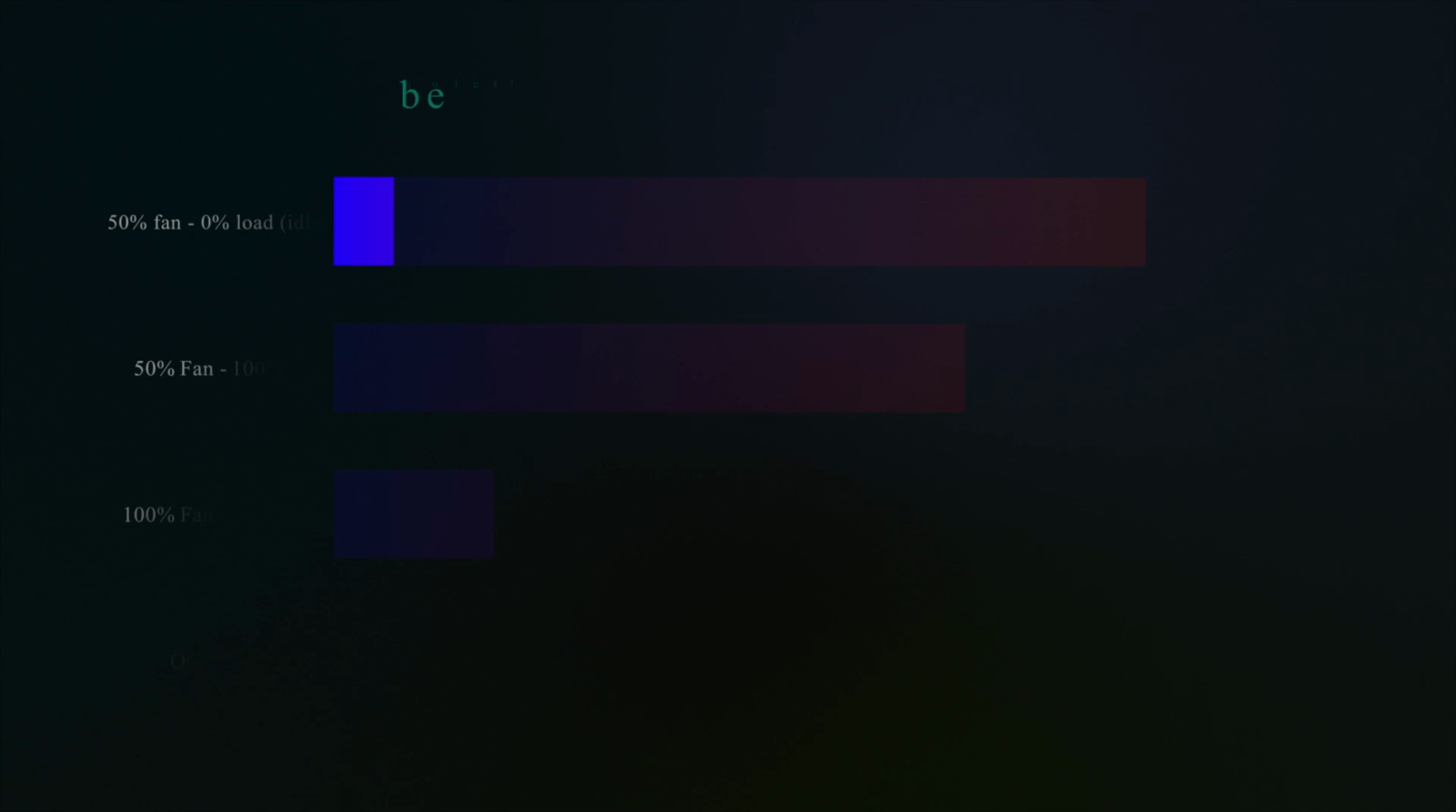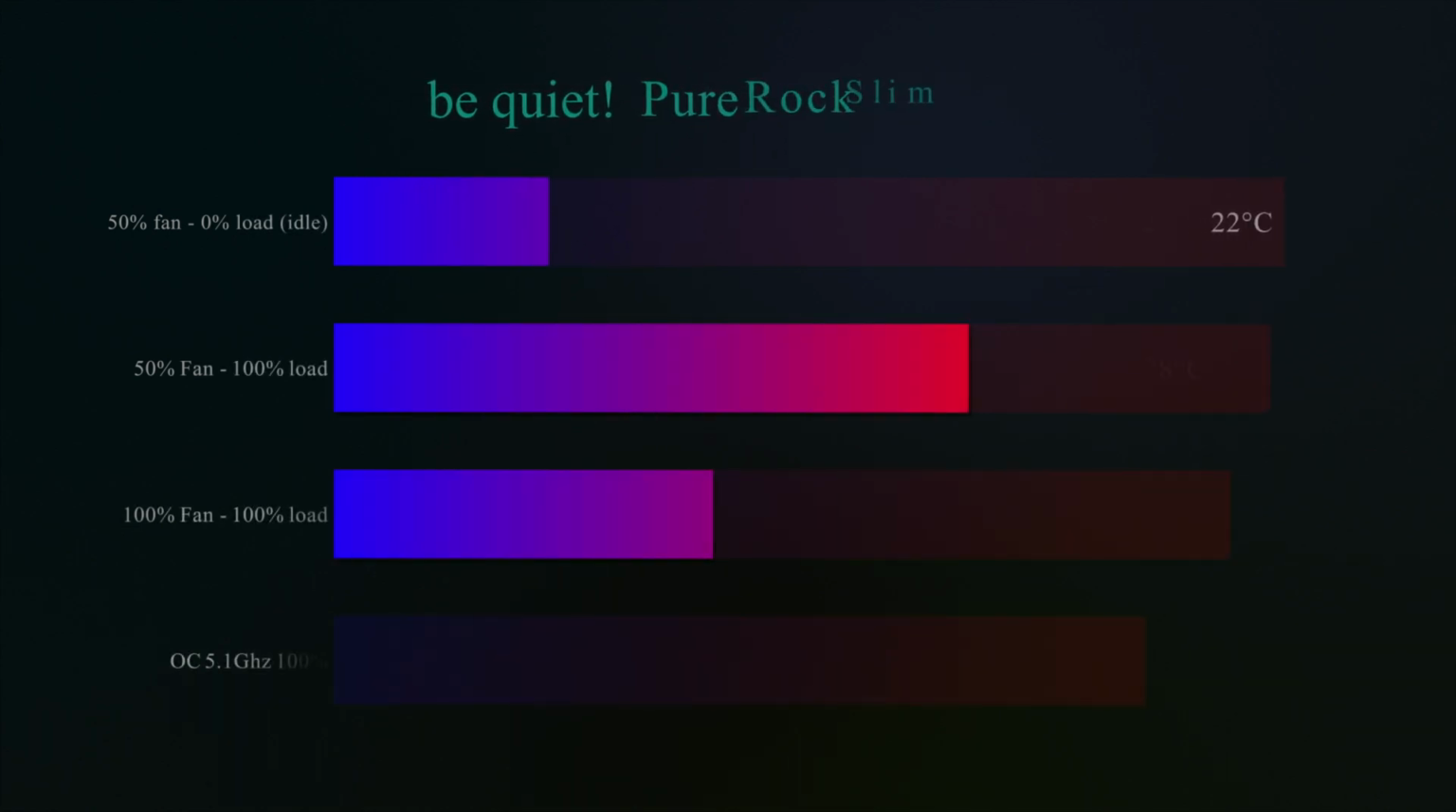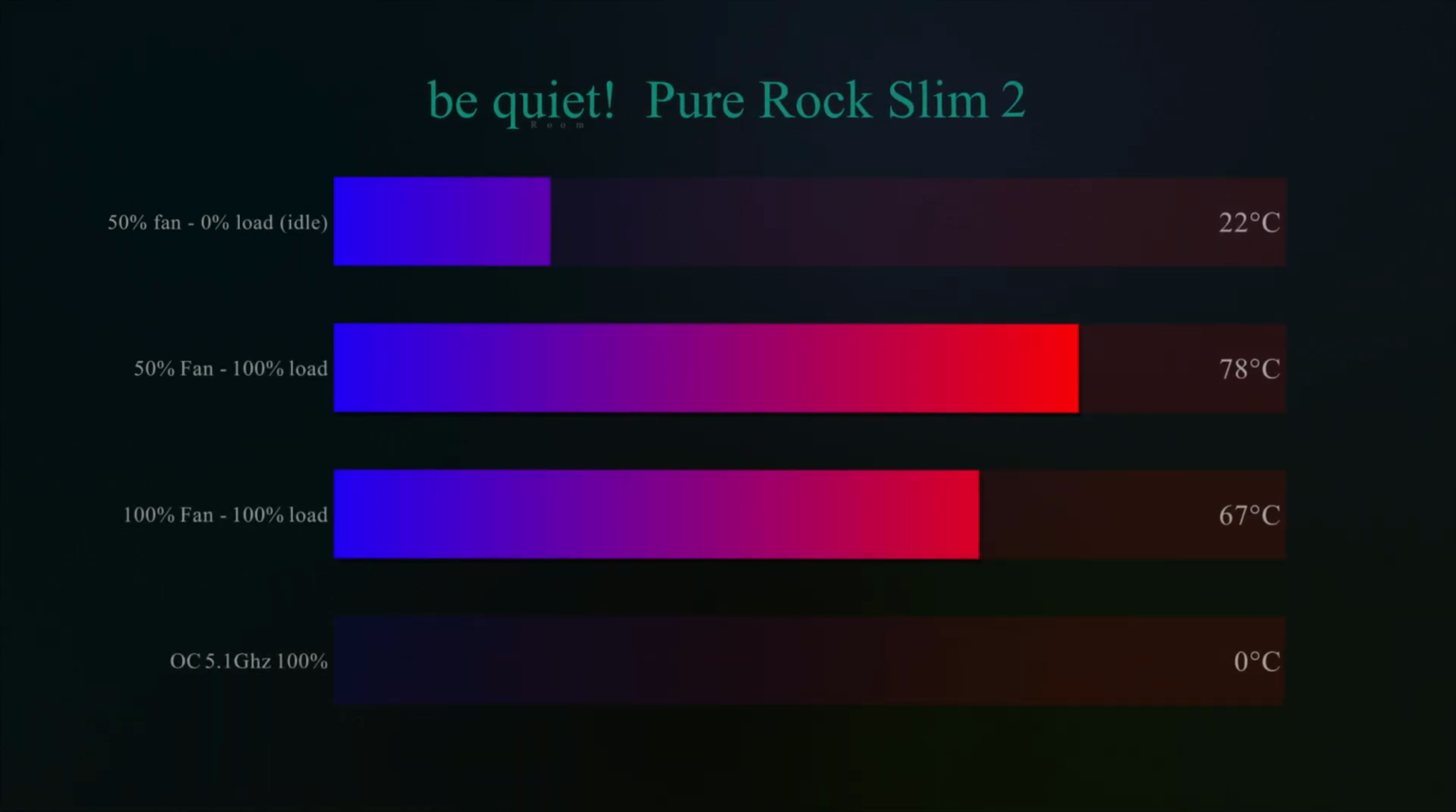Okay, so down to the test results. With the fan running at 50% speed and the machine sitting idle, so basically sitting in Windows and doing nothing, we got 22 degrees Celsius. When we put the machine under full load, so it was working as hard as it could, with the fan running at 50% speed, we got 78 degrees. When we up the fan to 100% with the machine still running at 100% load, we got 67 degrees Celsius.